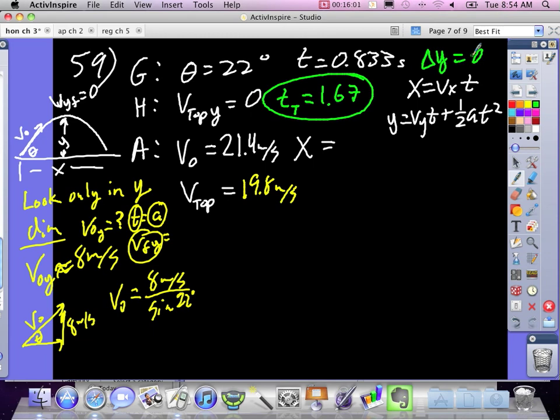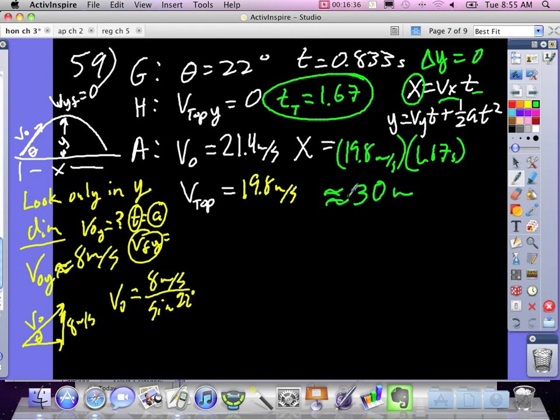Well, we don't even need that. Sorry, I got ahead of myself. Look, we want x, yes? Do we know vx? Yes. Do we know t? Yes. So 19.8 meters per second times 1.67 seconds. That's around 20 times 1.67, so around 33, around 30 meters. So it's about 30 meters. Okay, I think it'd be like 35 or something, but whatever. There you go.